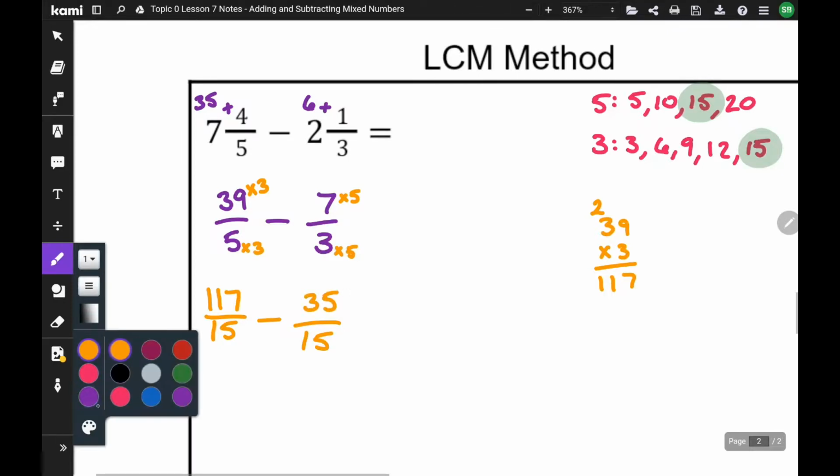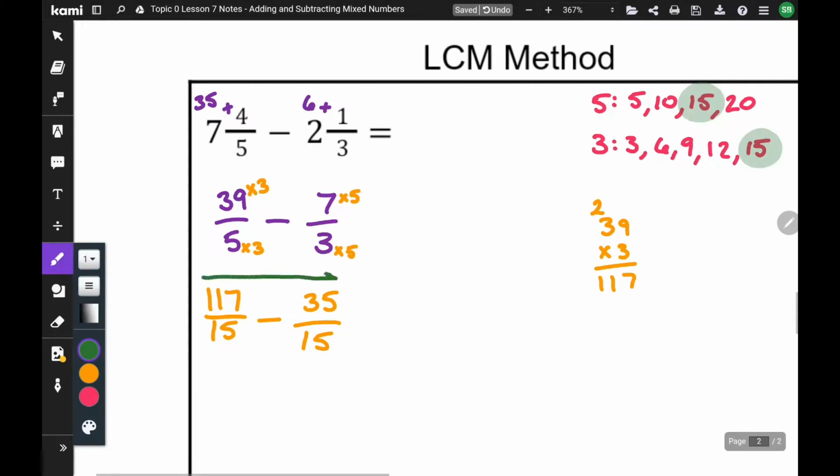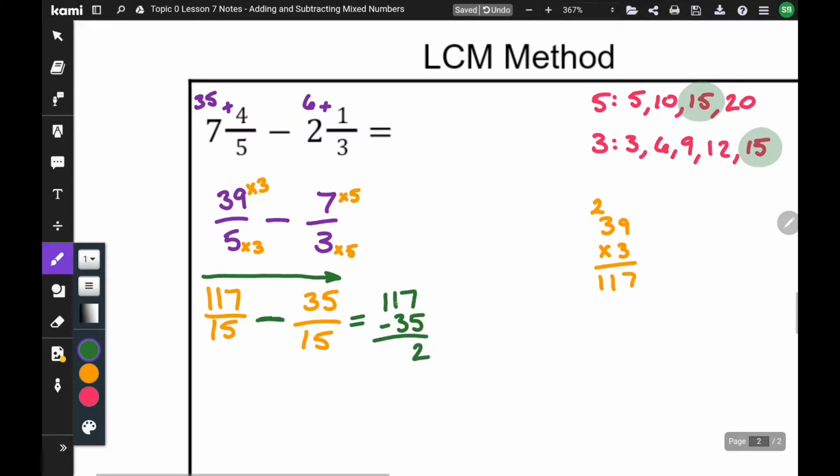And now I can go about solving. My denominators are the same. I need to subtract straight across the top. So 117 minus 35. Again, this is a subtraction problem. So 7 minus 5 is 2. 1 minus 3, I cannot do that. I have to borrow from my neighbor. That becomes a 0. 1 becomes 11. 11 minus 3 is 8. So my new numerator is going to be 82, and that denominator moves right over into my answer, which is 15.